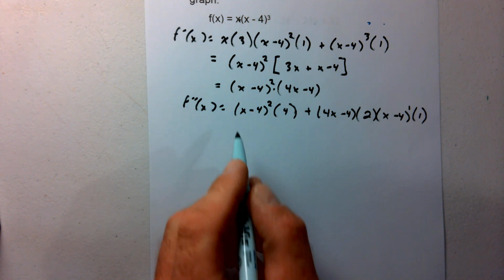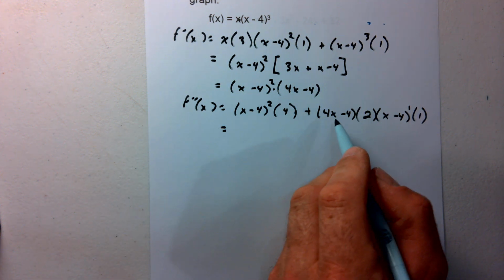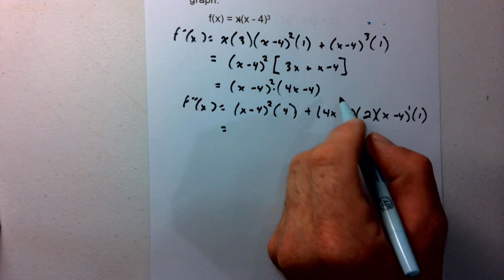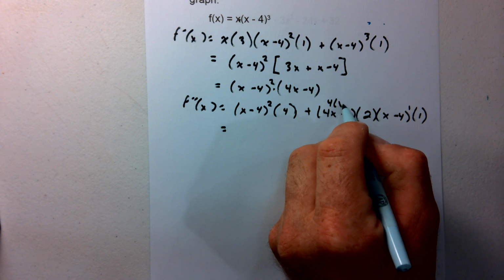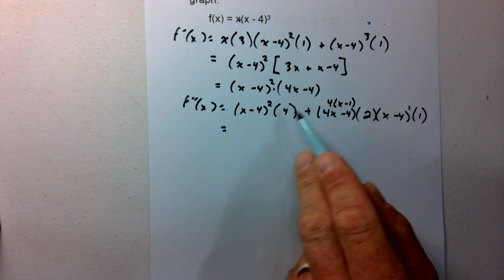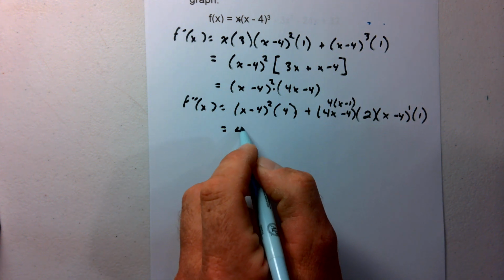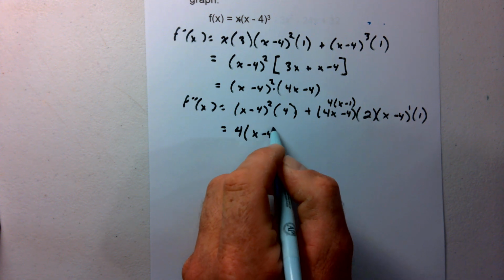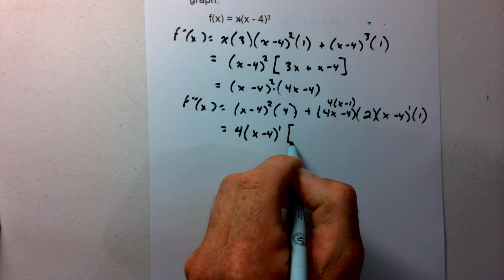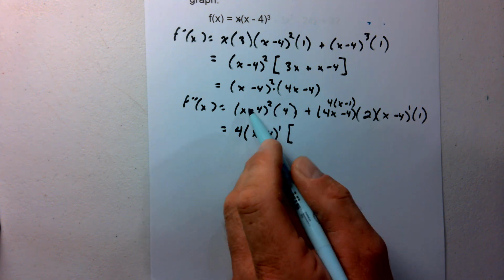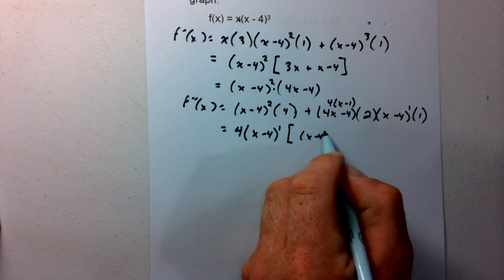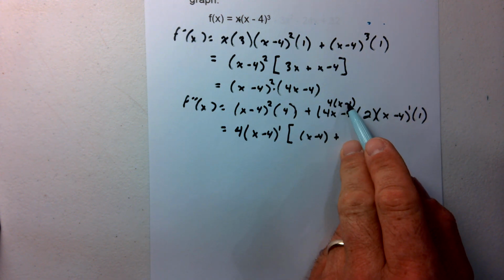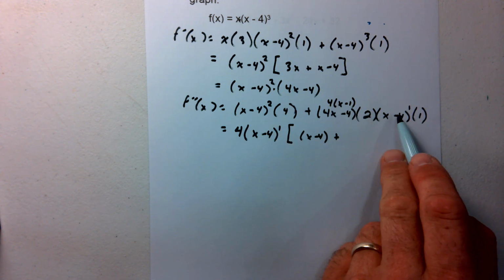And again, I'm going to clean this up just a little bit. My 4x minus 4, I can take a 4 out of that if I wanted to. And I kind of want to because I have a 4 over here, don't I? So I have 4 times x minus 4 to the first. And that's going to be multiplied by what I have left over, so my x minus 4s. My 4 and my x minus 4 went out.